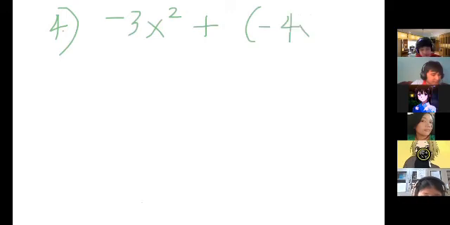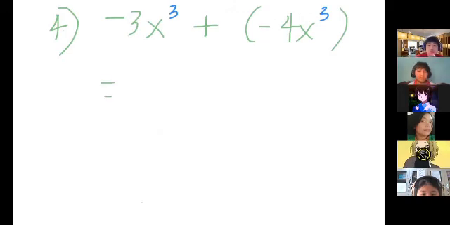Number 4, negative 3x squared plus negative 4x. Let's say I'm going to use 3. So this is 3. Okay? All right, so Gem, what is the answer? Gem.